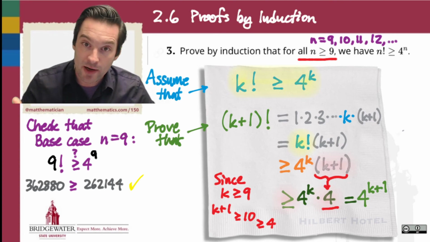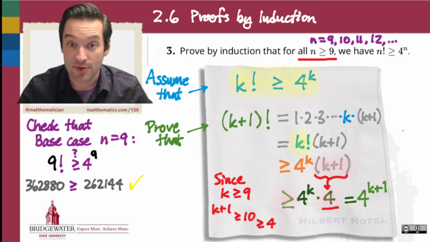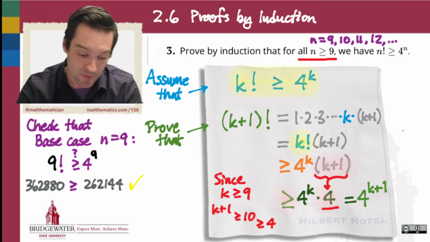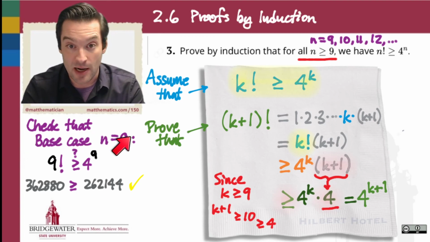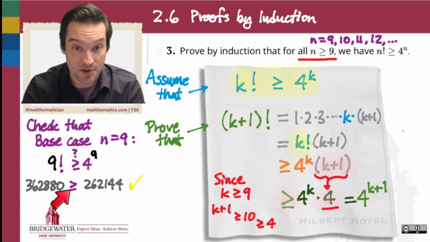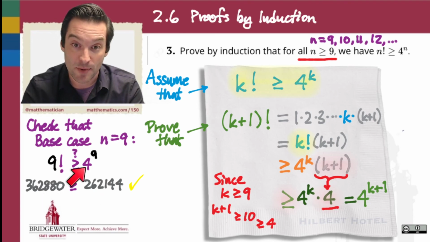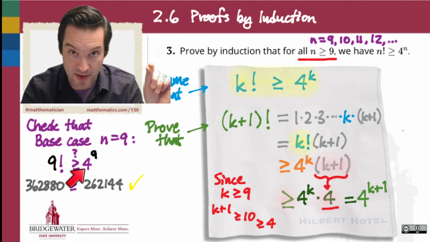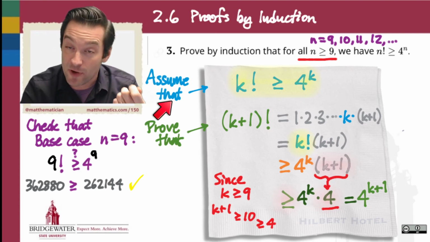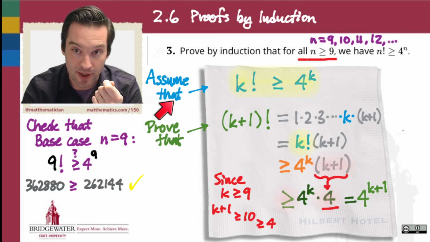And so when you write up the proof, and I won't do it on the screen this time, you will say, we'll proceed by induction on n. First, checking the base case. When n is equal to 9, 9 factorial is equal to 362,880, which is greater than or equal to 262,144, which is equal to 4 to the power 9. Base case, checked. Now, we assume that for an arbitrary k greater than or equal to 9, we know that k factorial is greater than or equal to 4 to the k.